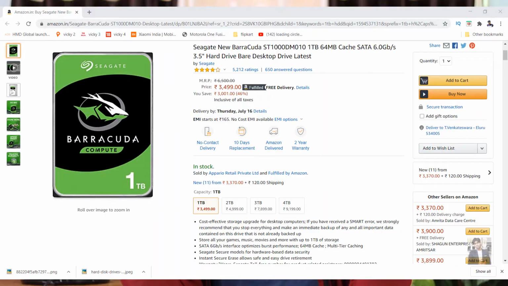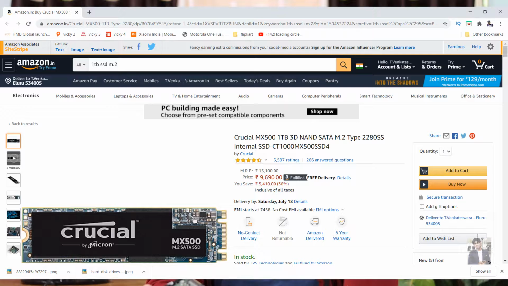So that's the reason, guys, if you look at a 1 terabyte hard disk drive, the cost is around 3,500 to 4,000 rupees. But at the same time, if we look at a 1 terabyte M.2 SSD, its cost is around 8,000 rupees. So you get the answer how much demand there is for this SSD.